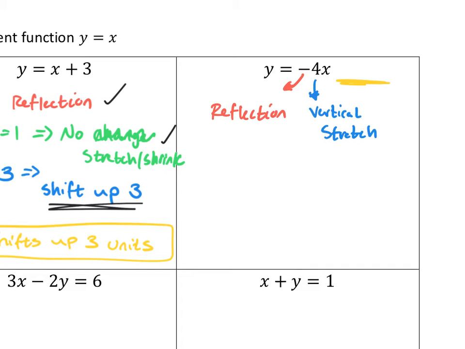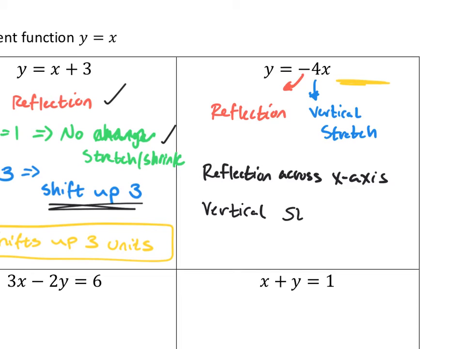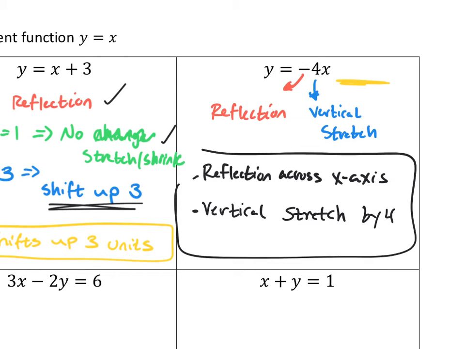So the things that you would need to write is say there is a reflection across the x-axis. All right, and then you've got a vertical stretch right there. So you need to write down a vertical stretch by 4. Now, the question that was asked was, do you have to write all that stuff down? Yes. All right, so let's look at our next example.